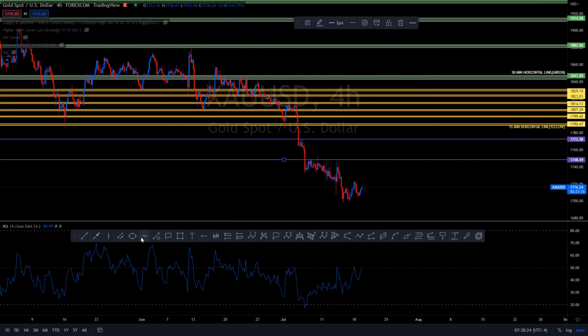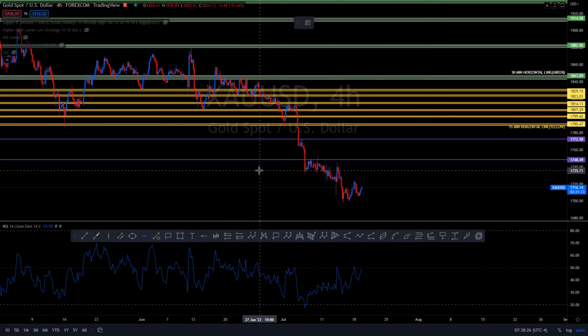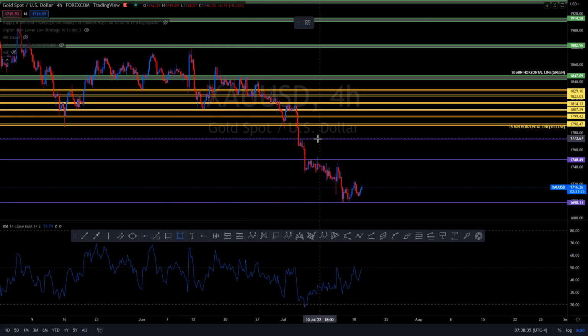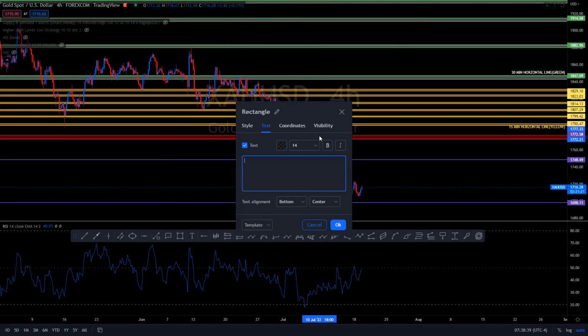Another good area. Then another good area down here. Yeah, that's probably more appropriate. So then we'll mark up this area.